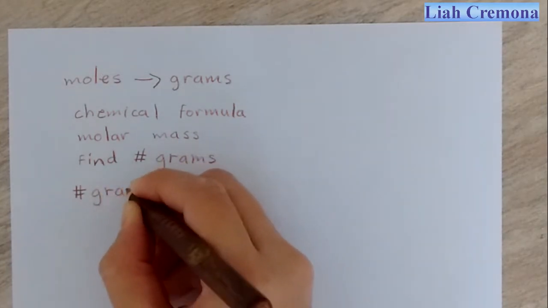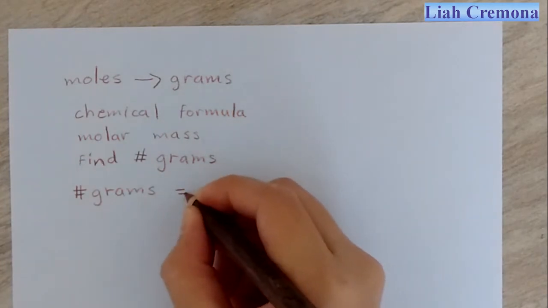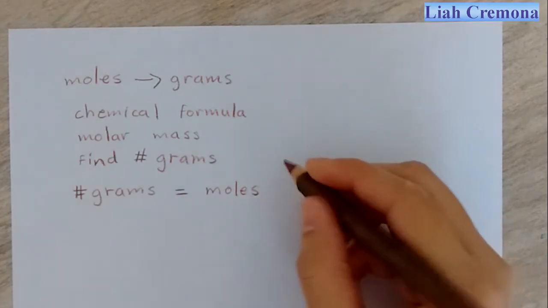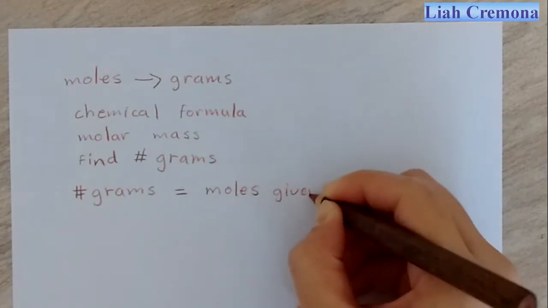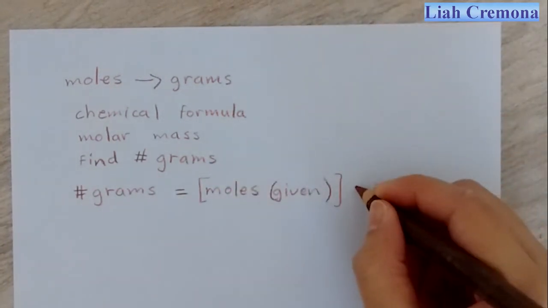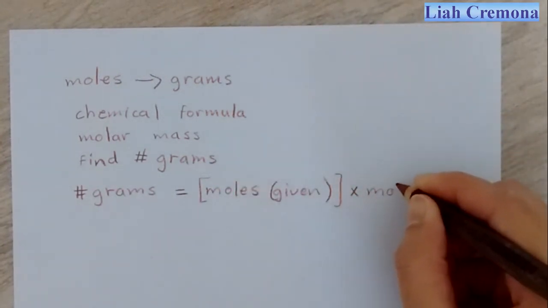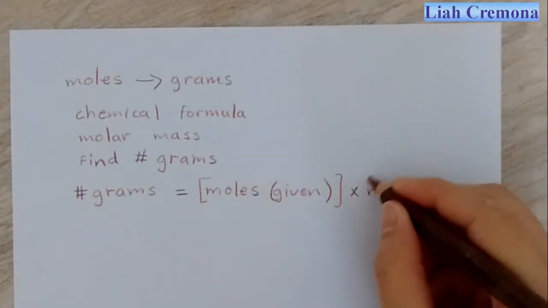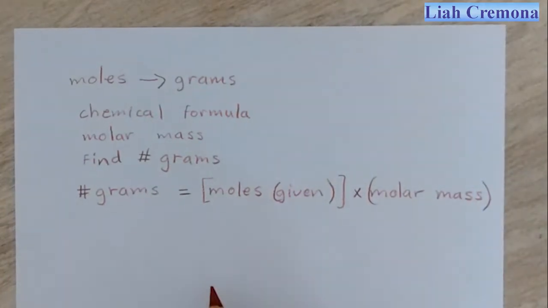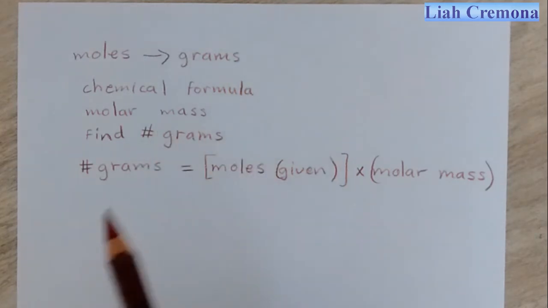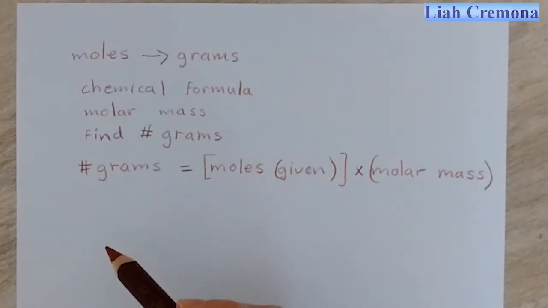The number of grams is equal to the moles that were given in the question multiplied by the molar mass. So as you can see, for these grams to moles conversions and moles to grams conversions, you need to be very comfortable with finding the molar mass of compounds.